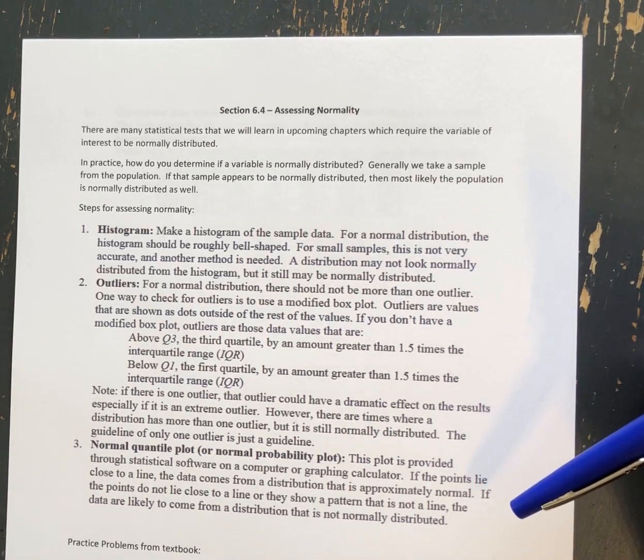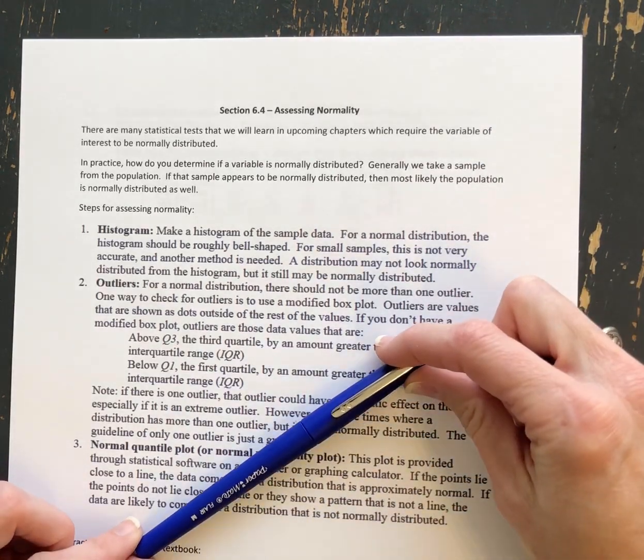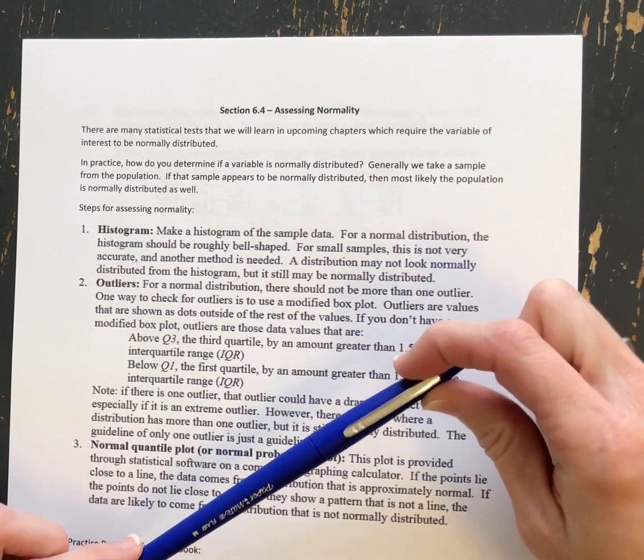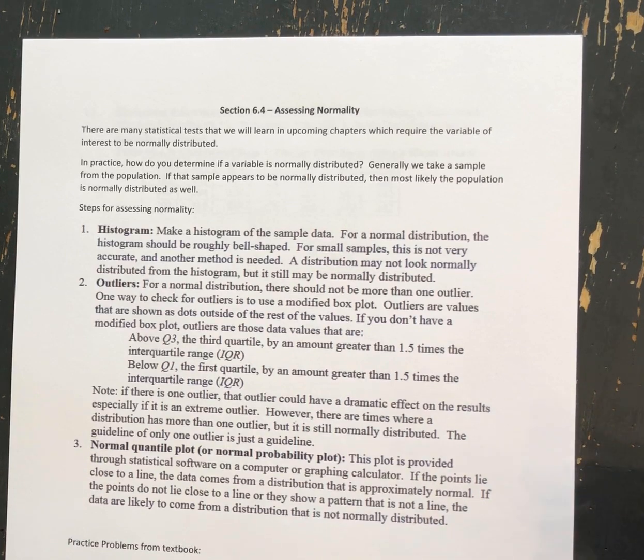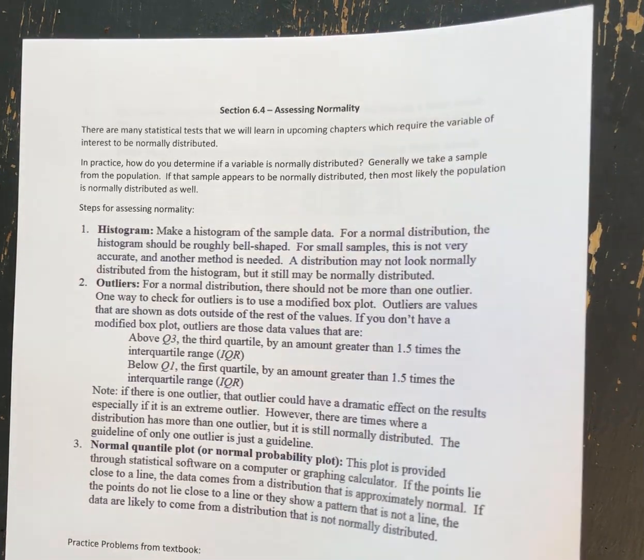So if the points lie close to our line, then we would say the data comes from a distribution that is approximately normal. A lot of times I'll call this the fat pencil test, because basically if we can take our pen and cover all of our data points with that straight line, that's close enough to linear to indicate normality of our variable. So we're going to take a look at this in the next example.